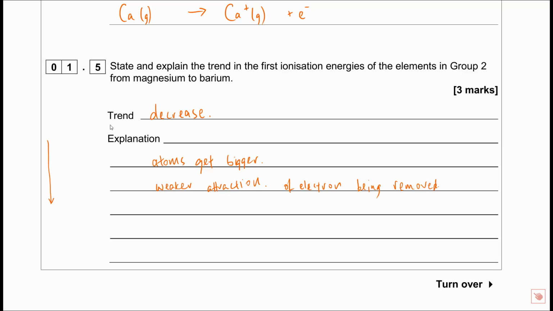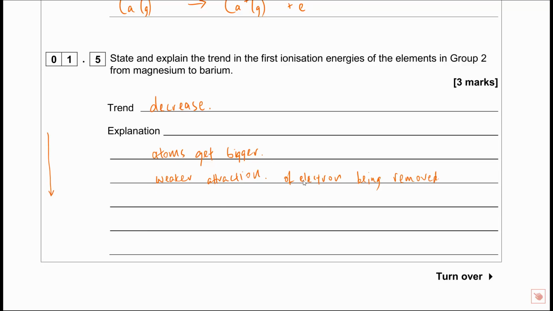So trend anyway: decreases as we go down. The reason is the atoms get bigger because we get more energy levels, which essentially means that those outer shell electrons, which are the ones being removed in this first ionization energy, are less strongly attracted to what is essentially the nucleus, therefore more easily lost. Weaker attraction, easy. 3 marks there, not too bad.